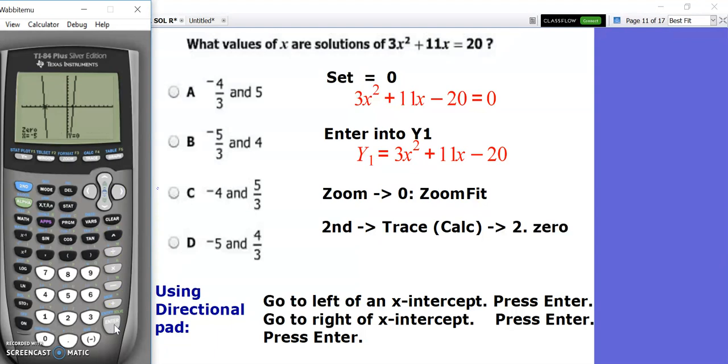And it tells you that zero. So that zero is at -5, 0. If you look at your choices, the only one that's -5, 0 is letter D. So this is probably your answer. But let's go ahead and practice finding the other zero and just to double check.